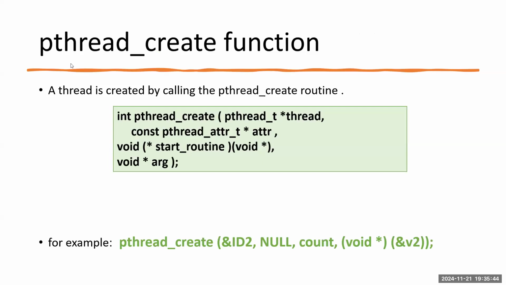What about if we create threads? I wonder if we will see the pthread_create function. So you have this function. How do we create a thread? Up to now, we just created processes. A thread is created by calling the pthread_create routine, and it has all these different parameters.